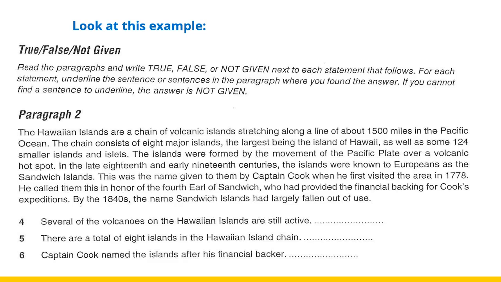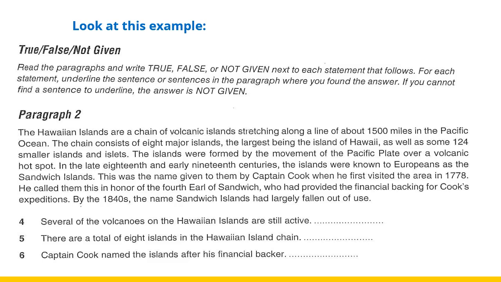And the last statement we have is about Captain Cook. Let's see. Captain Cook named the islands after his financial backer. In this case, you would have to find the name Captain Cook, and I see it here. So you are going to start reading. This was a name given to them by Captain Cook when he first visited the area in 1778. He called them this in honor of the Earl of Sandwich, who had provided the financial backing for Cook's expeditions. So it looks like this is a correct answer, so that's going to be true.